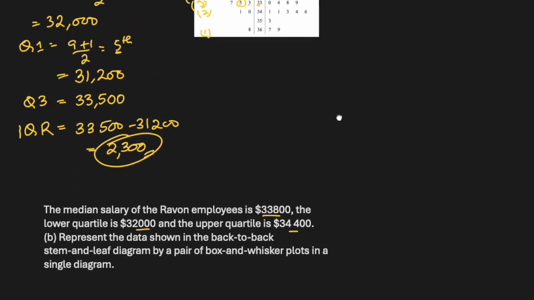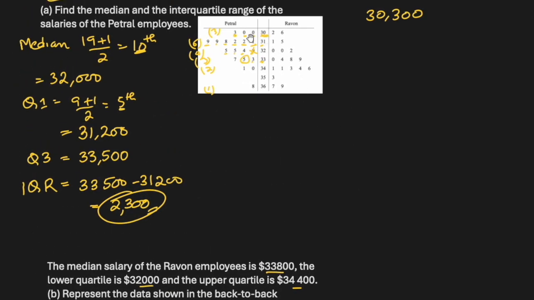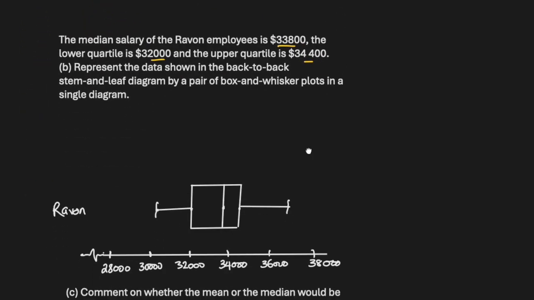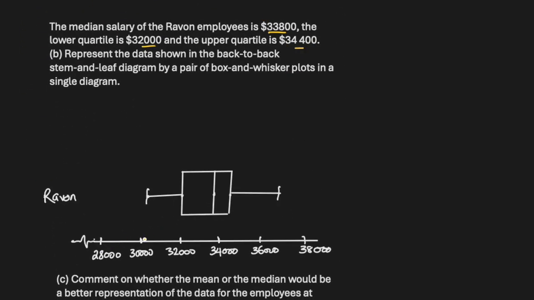So the smallest value here is 30,000, right? Highest is 36,800 for Petrol. Okay, so 30,000 and 36,800. So 30,000 is here. So I'll put a dot just above that, which is a little lower than this, and 36,800. So this is 37,000. So we'll be doing a little less than that. Okay, this is the highest.